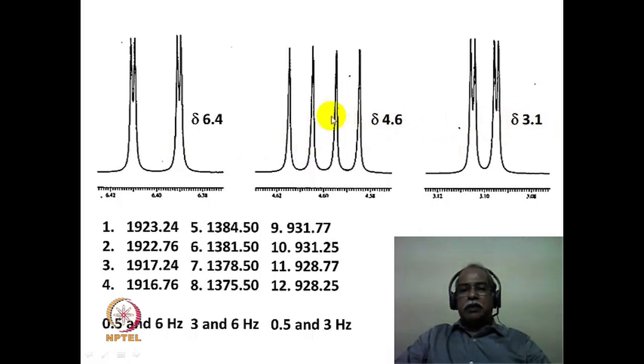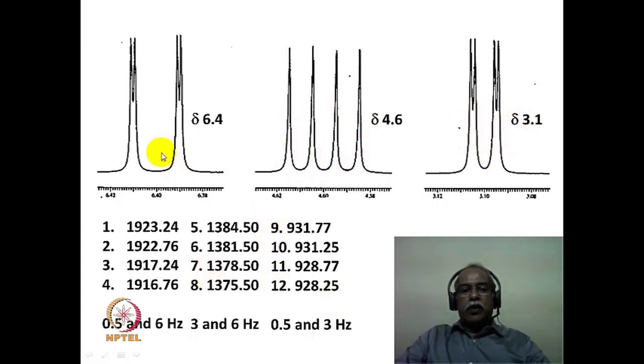In other words, these three hydrogens are mutually coupled to each other. That's what it means. For the sake of clarity, the frequencies of these lines are also given here. Lines 1, 2, 3, 4 correspond to the 4 lines of the 6.4 ppm chemical shift multiplet, and lines 5 to 8 correspond to these 4 lines. Lines 9 to 10 correspond to these 4 lines also.